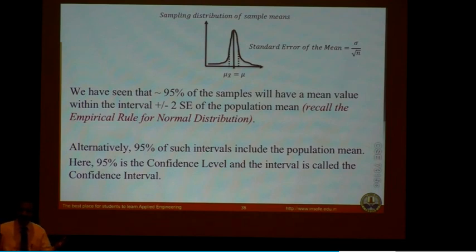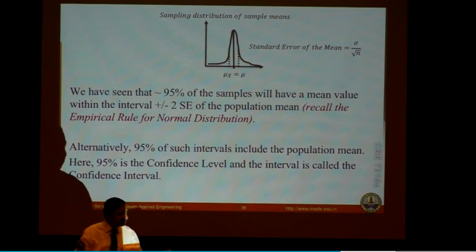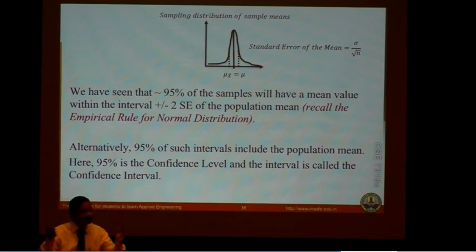We have been seeing 95 also. What is that? That's the amount of data under the curve, area under the curve. How much of total data is contained within that range. That range is called confidence interval. The amount of data contained in that is called confidence level.